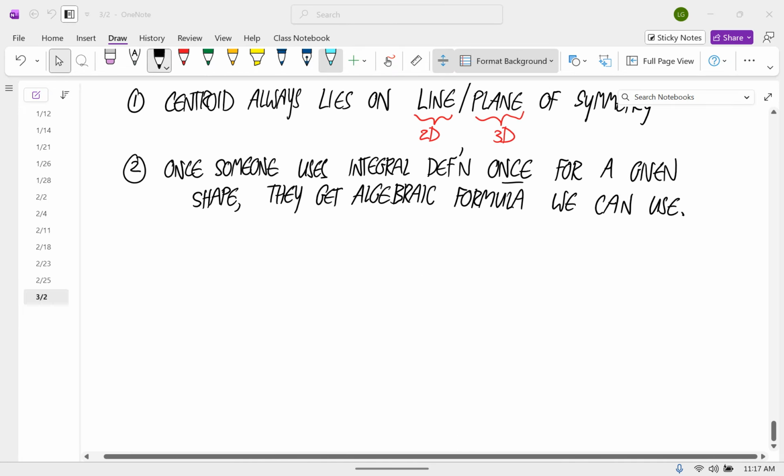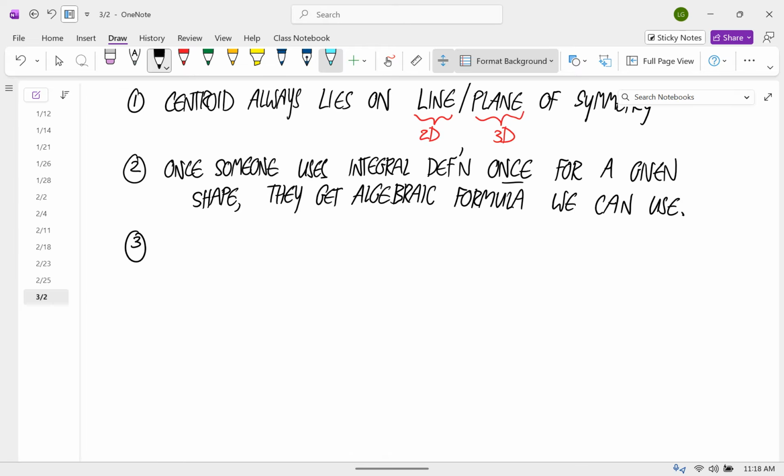And then the third thing is if you can break a more complicated shape up into a collection of simple shapes that we know the centroid for, you can use a sum formula. And so we don't have time to get into these right now, but on Wednesday we'll go through all of these.